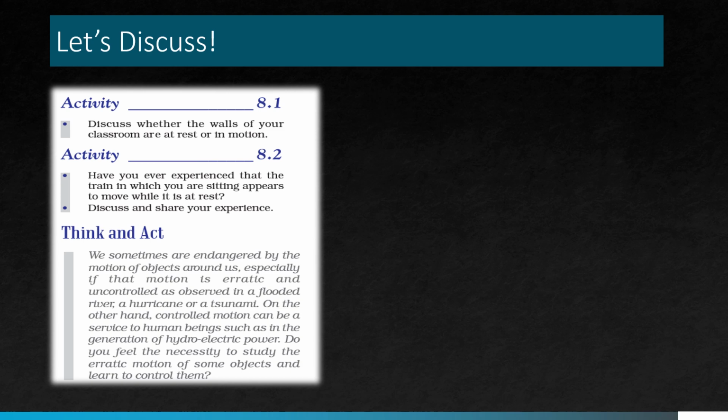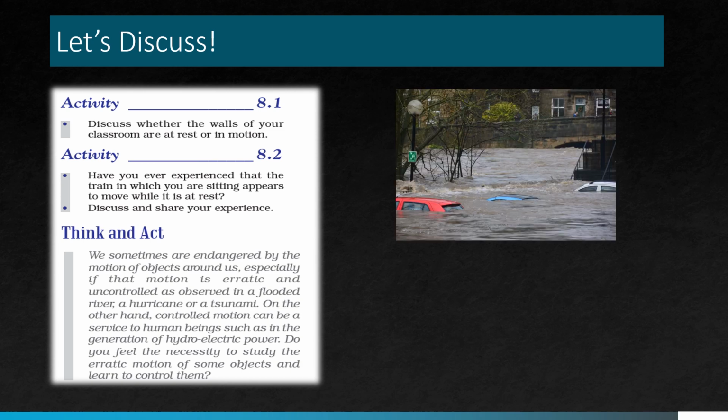The second activity asks you to share your experience, if ever you have experienced that the train in which you are sitting appears to move while it is at rest. I believe it is a very common phenomenon. We all might have experienced it while traveling in a train. The third is about think and act, wherein they discuss erratic and uncontrolled and controlled motion.